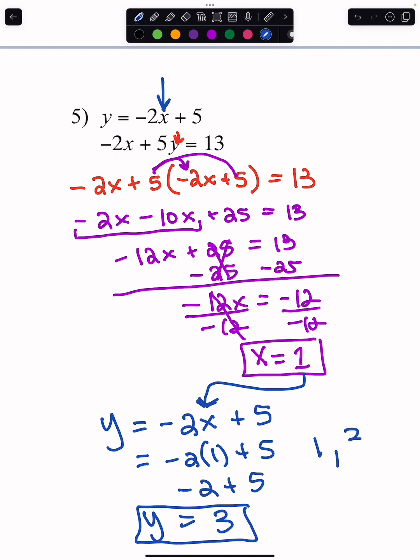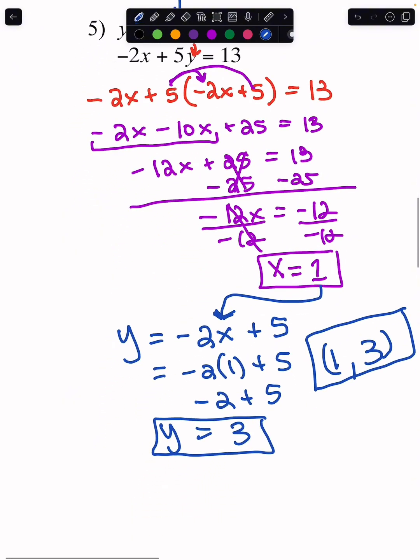Okay, not too shabby, not too shabby. All right, and then that's 5.